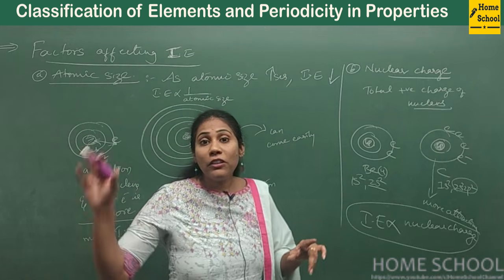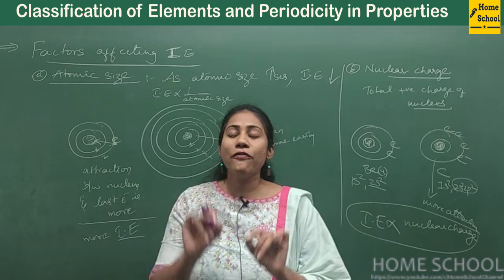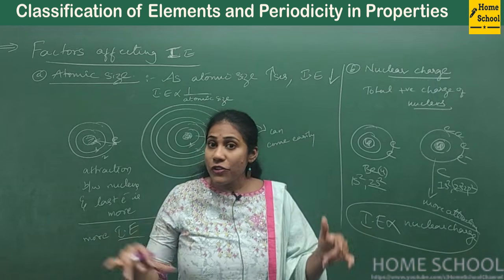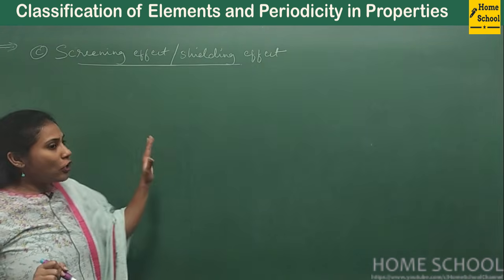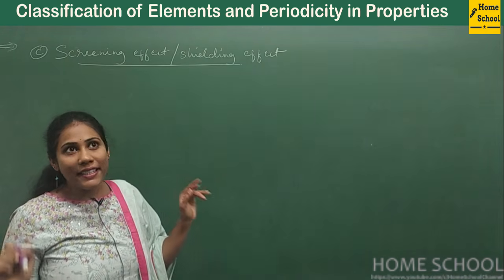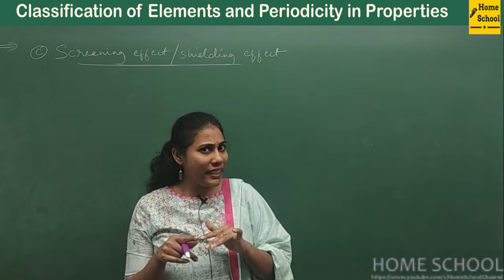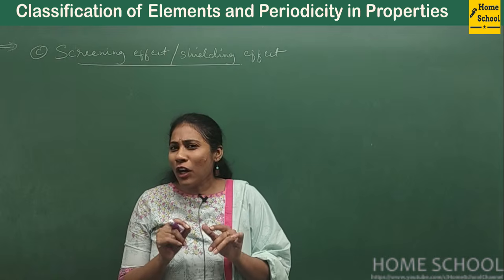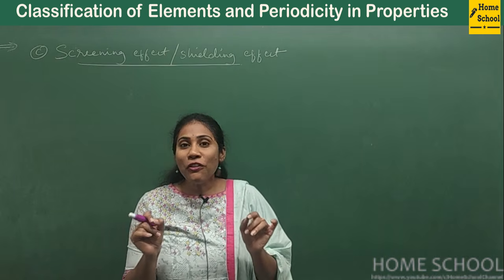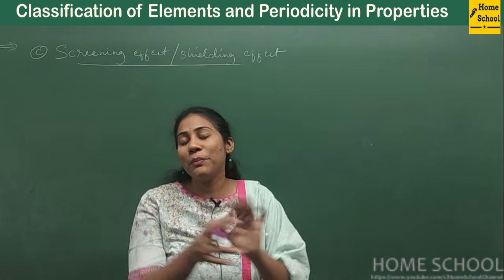Let's discuss about the third factor, shielding effect or screening effect of inner electrons. This is really very, very important, guys. Try to understand carefully. In a common language, I can say that screening effect is nothing but fighting between outermost electrons and inner electrons. Because of this fighting, you know what? Outermost electrons will not get nice attraction from nucleus.